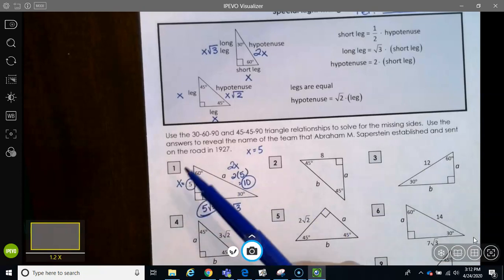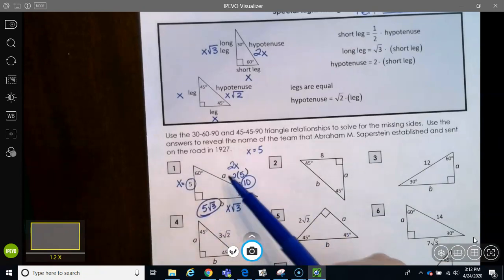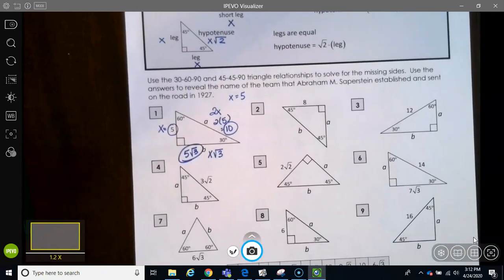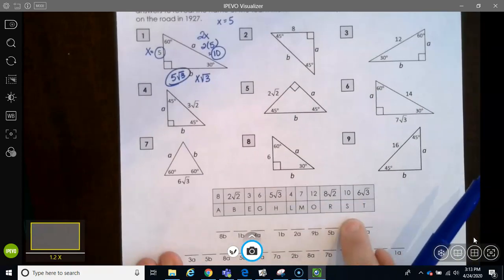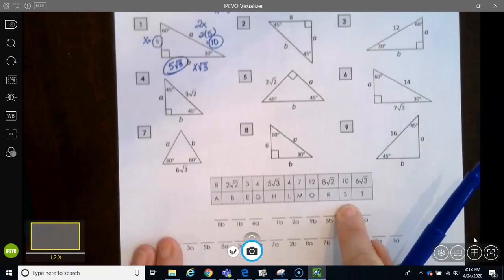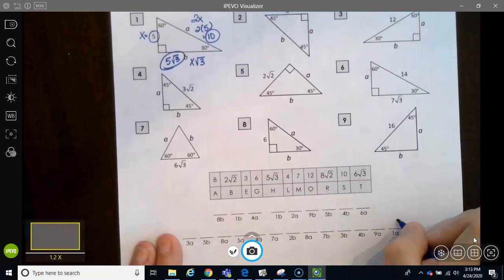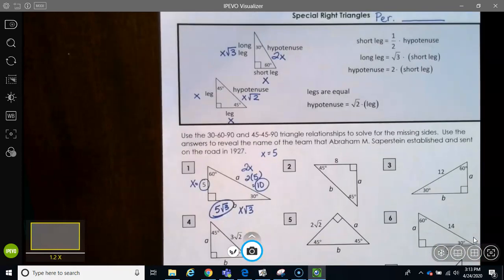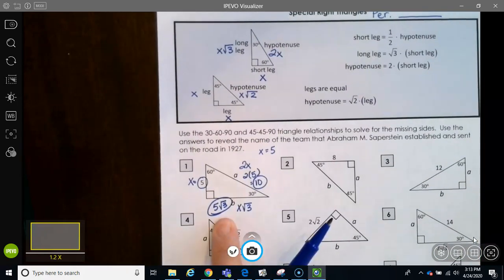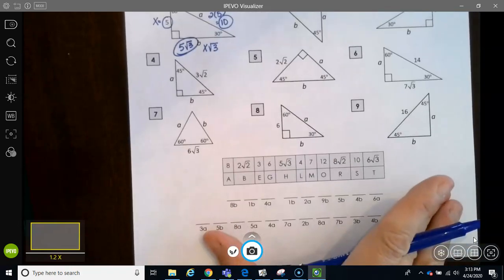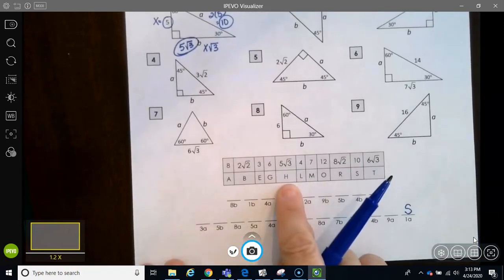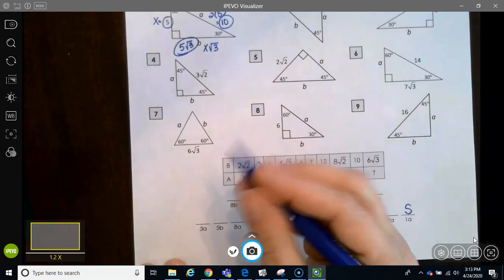So for the answer to 1A, come down here, we got 10. 10 goes with letter S. So for 1A, I'm putting the letter S in there. Okay? For 1B, the answer was 5 square roots of 3. Down here, 5 square roots of 3 goes with letter H. So for 1B here, I would put the letter H.